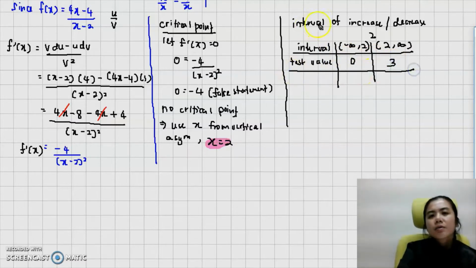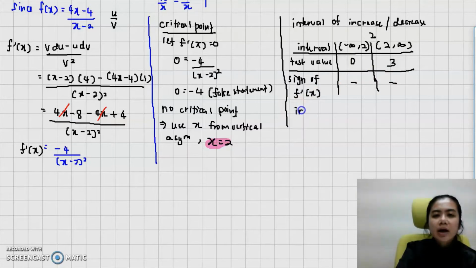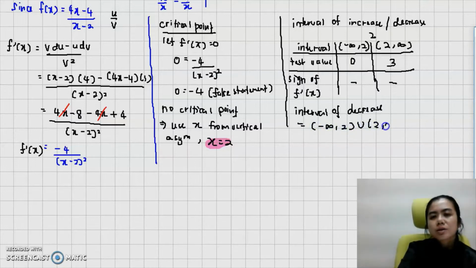Again, we're talking about interval of increase or decrease, so you're going to test the sign of f prime. Do the substitution, and you will have negative and negative. Both are negative, so you only have an interval of decrease: negative infinity until 2, union with 2 until infinity. We don't join them because 2 is excluded, right?